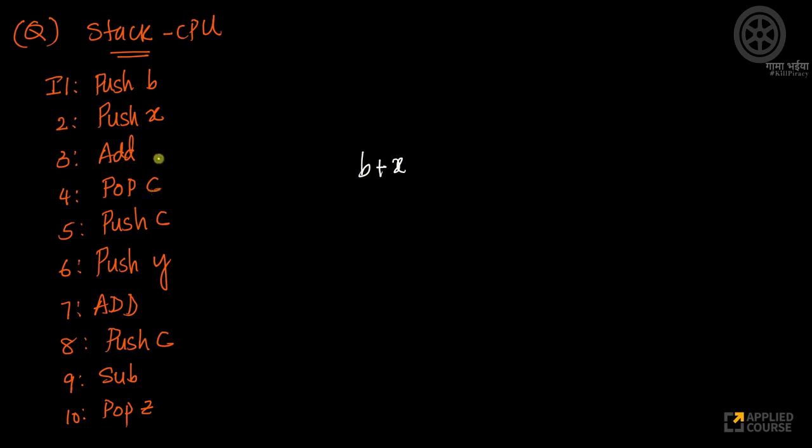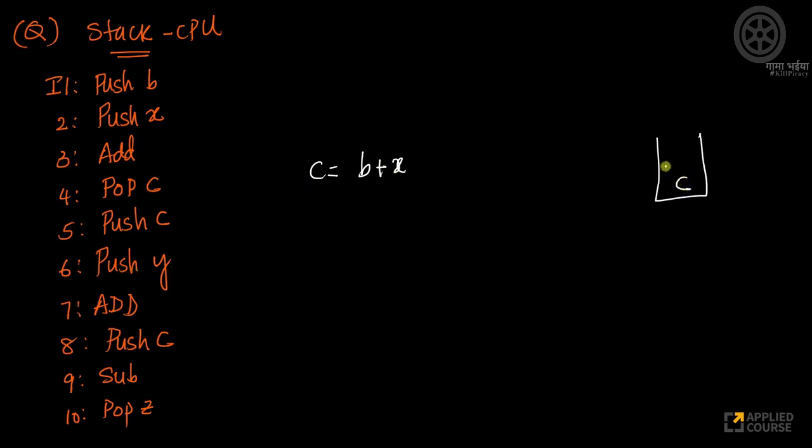Now it says pop C. So now what happens? My stack is empty. Pop C. So B plus X is now stored in C. C equals B plus X. Then push C. So what happens now? In my stack now I have C. And what is C? C is nothing but B plus X.